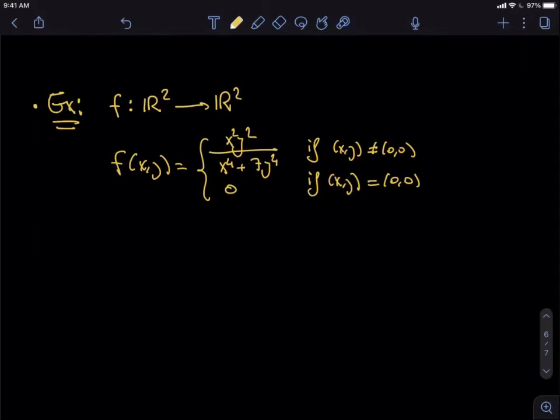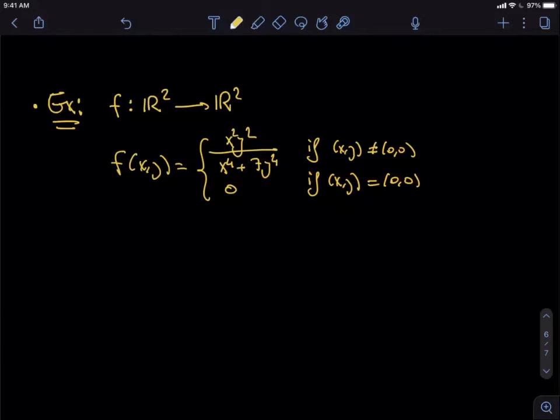Let's do an example in this video. We are given this function from R2 into R2, that is x squared y squared divided by x to the power 4 plus 7 y to the power 4 whenever xy is not 0, because of the denominator. And when we are at 0, 0, then f of 0, 0 is defined as 0. That's this line over here.